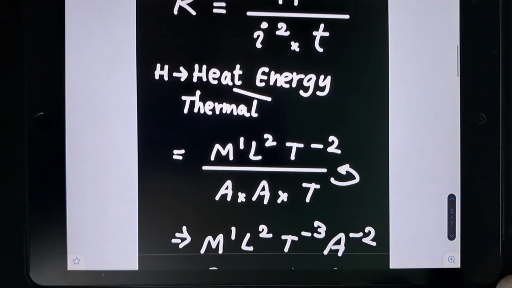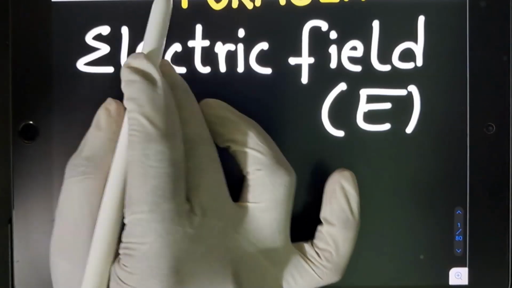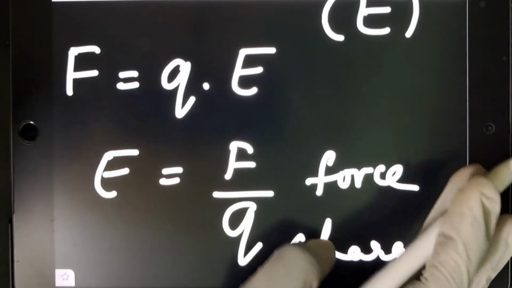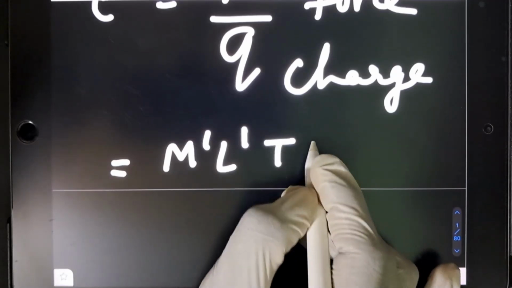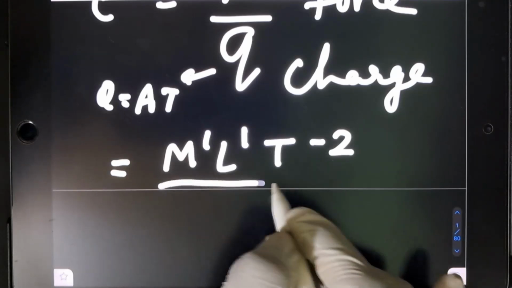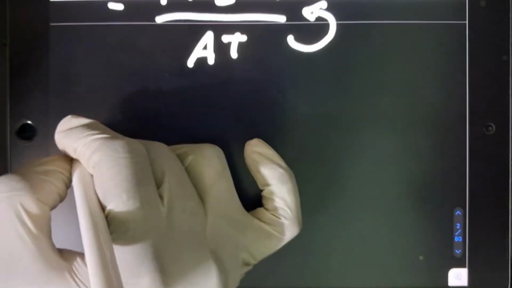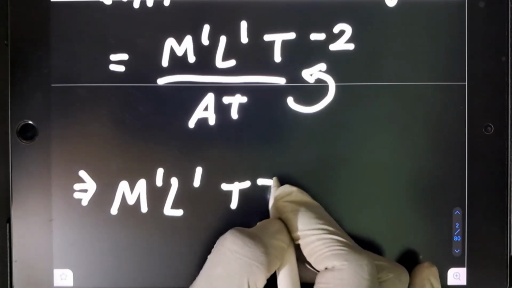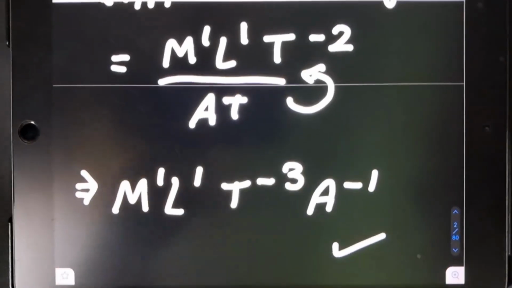H is equal to I squared R T, where R is resistance. Now find the dimensional formula of electric field, denoted by the letter E. F is equal to Q into E, so E is equal to F by Q, force by charge. The dimensional formula of force is M^1 L^1 T^-2, divided by charge Q, which is A into T, current into time. So on reciprocal, we get M^1 L^1 T^-3 A^-1. It is the dimensional formula of electric field.